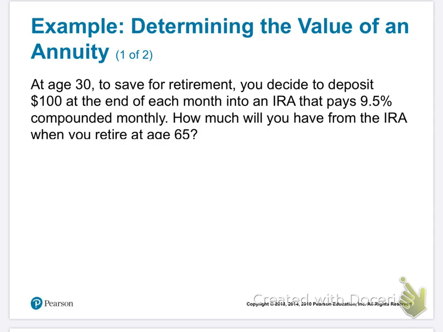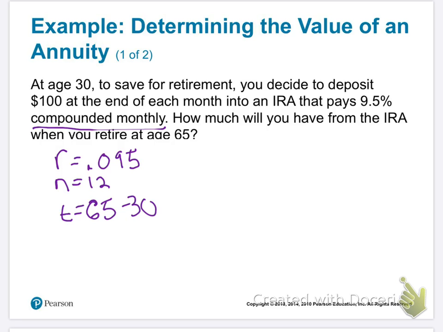So we have our rate as 0.095, because remember that's in percent, so we're going to change it to decimal. My n, it says compounded monthly, so n equals 12. And then my time is, I'm 65 when I retire, but I started it at 30, so 35 years.